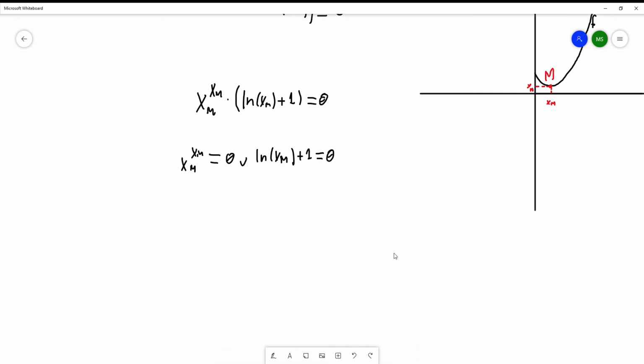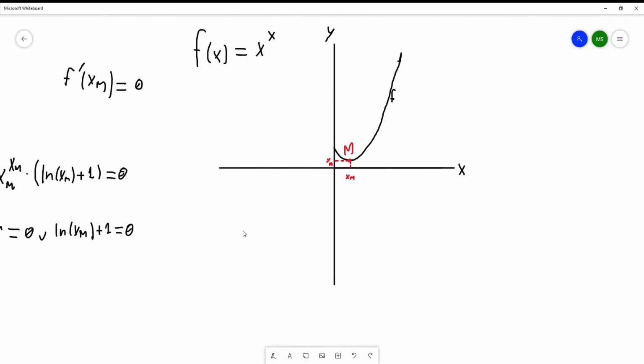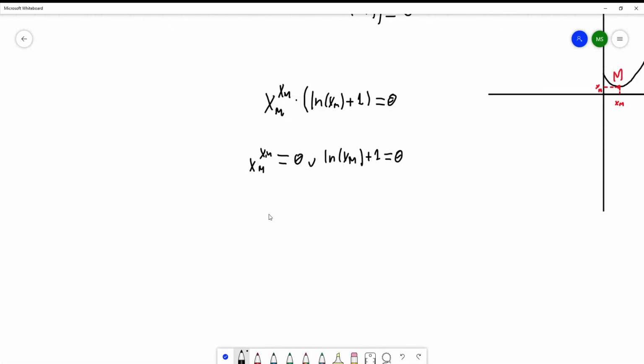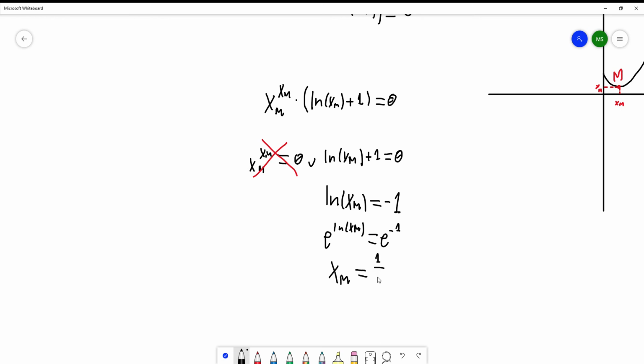Now, from the graph, we can see that this is never 0. So this is not true. I'll do it in red. So we know this must be true. So ln of xm is -1, because we bring this one to the other side and it becomes negative. Now we do e to the power of that. So e to the ln xm is e to the -1. So that xm is 1 divided by e.